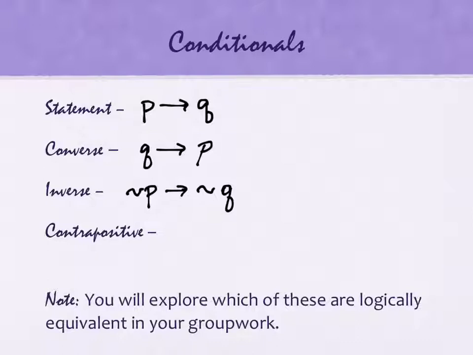And then the contrapositive is going to do both. It's going to switch the order and it's going to negate both pieces. So it's not Q implies not P. If not Q, then not P.